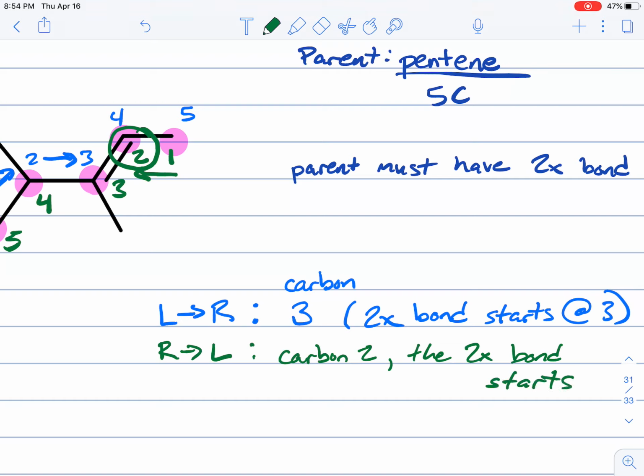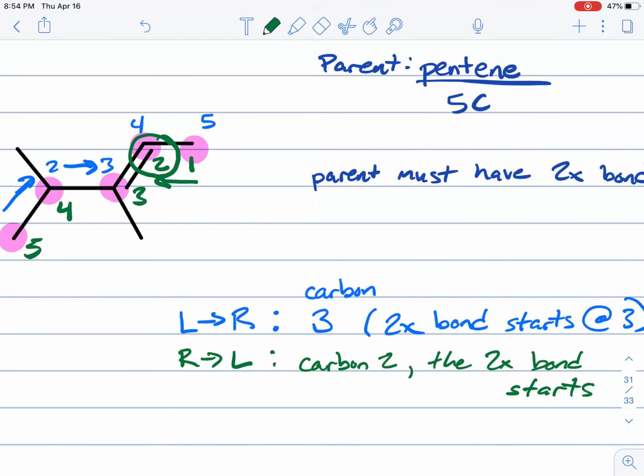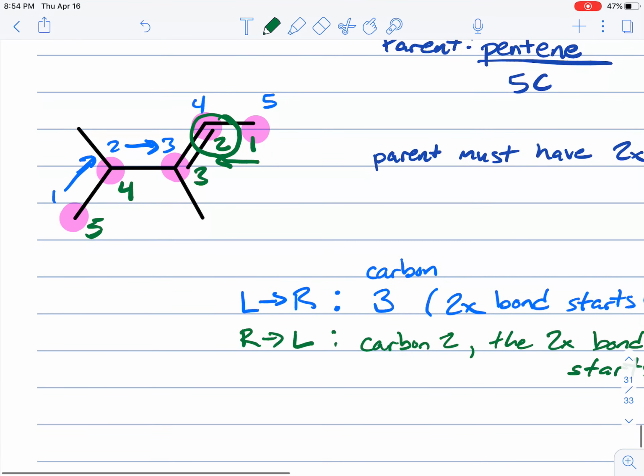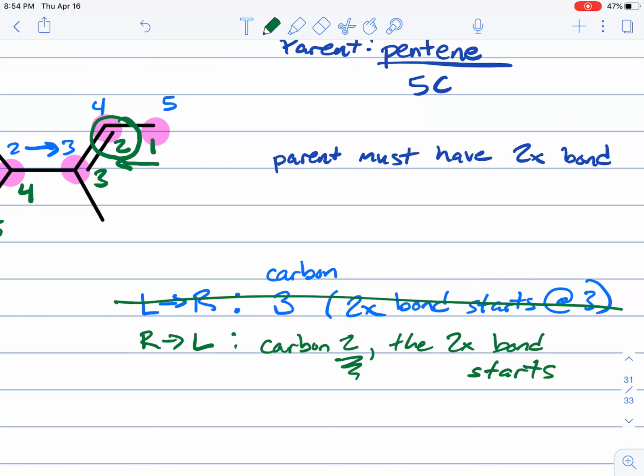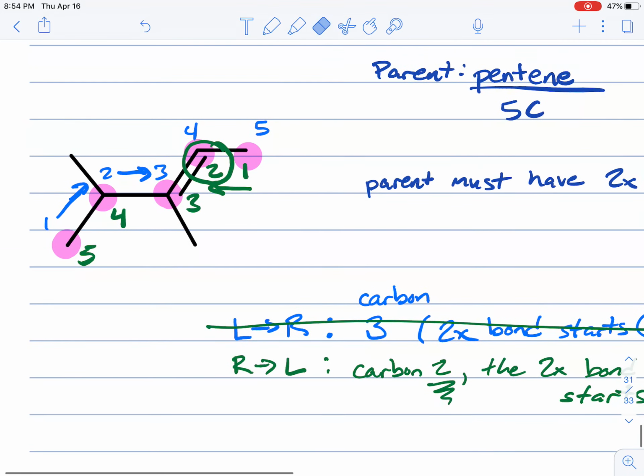So you don't really need to describe the carbon number where the double bond ends. We always know that a double bond or a triple bond is only between 2 carbons. And so you only want to describe the carbon number on the parent chain at which that double bond or triple bond begins, not ends. And so now that I've concluded that 2 is the least, the left to right numbering system is not correct in this scenario.